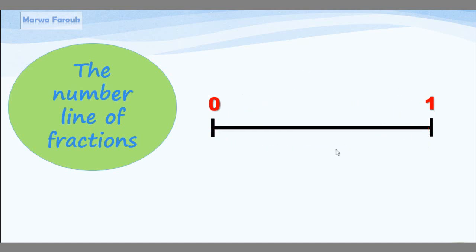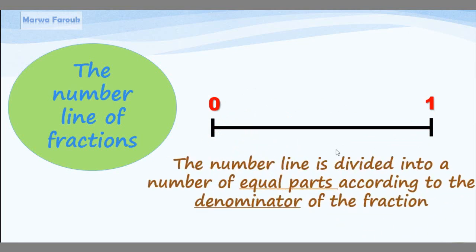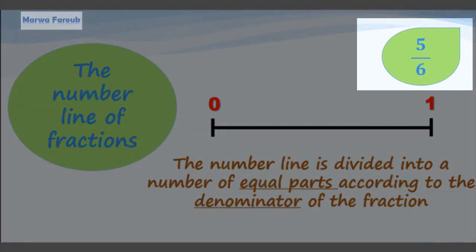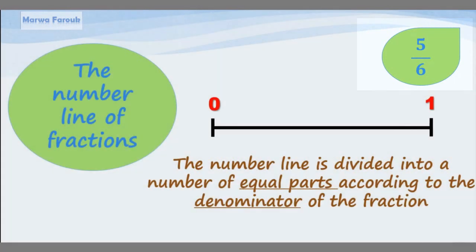What will we do first? We have to know first that this number line will be divided into a number of equal parts according to the denominator of the fraction. Let's see how. If I have the fraction 5/6, and I want to represent 5/6 on the number line, what will I do first?